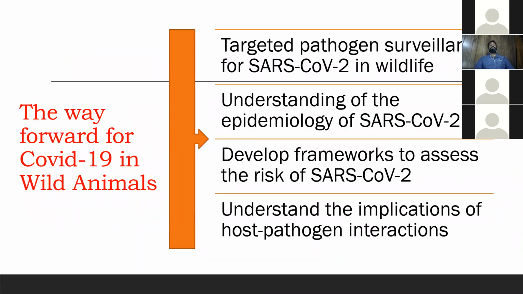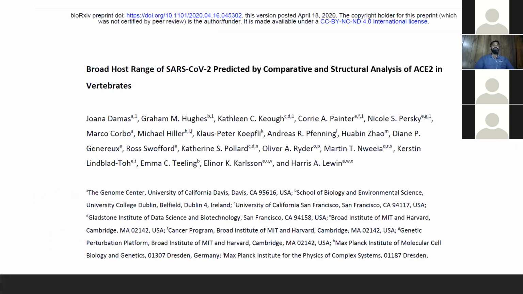So the way forward for COVID-19 in wild animals is targeted pathogen surveillance for SARS-CoV-2 in wildlife, understanding of the epidemiology of SARS-CoV-2, developing frameworks to assess the risk of SARS-CoV-2, and understanding the implications of host-pathogen interaction. So these are the way forward when we really want to study more about COVID-19 in wild animals, especially the captive wild animals we are talking about, because there was no such evidence.